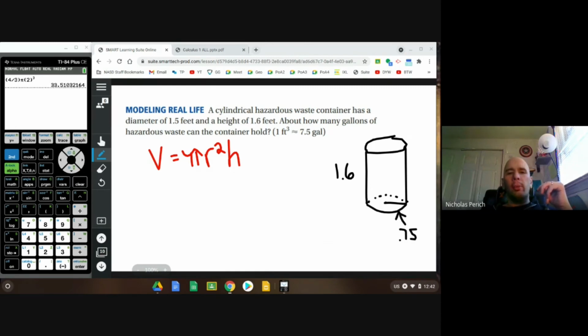All right. I'm going to give you 2 minutes to find the volume using these measurements. That's 0.75 and 1.6. 2 minutes. And I'm going to make a poll. Don't type it out. Go. Set a timer for 2 minutes. Okay, 2 minutes and counting.